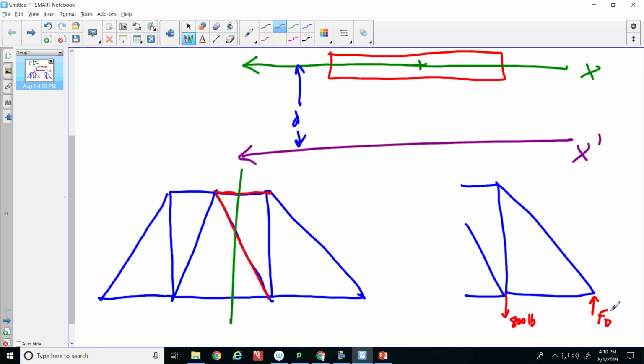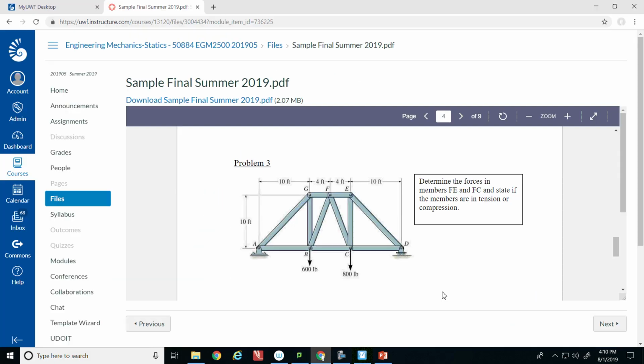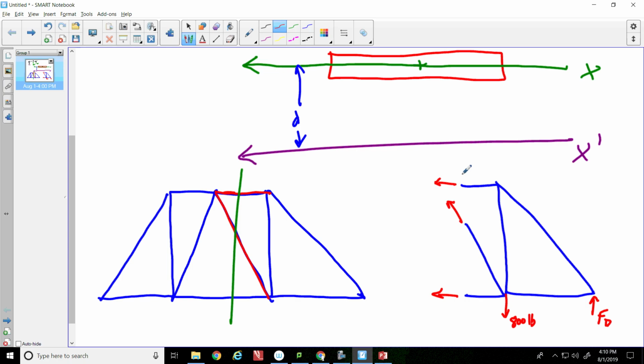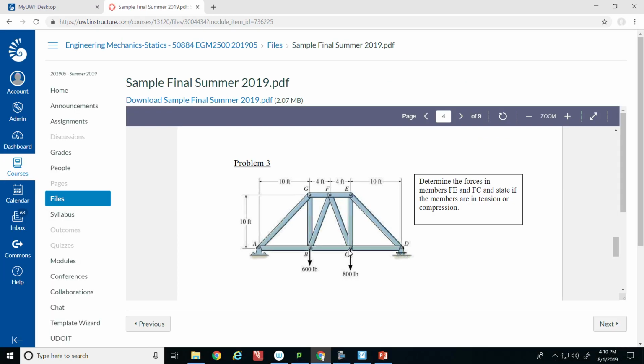And then what I recommend you do is you draw every one of these internal forces as a tension, like this. So they're always pulling, right? Like that. That's how I would do it. And it turns out you got FE, FC. So this is FE, FC. And this one is BC.